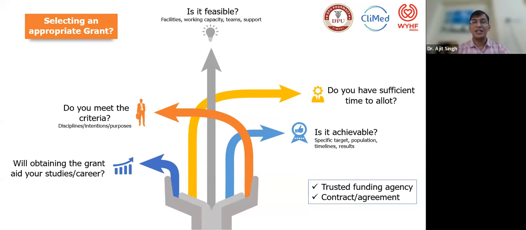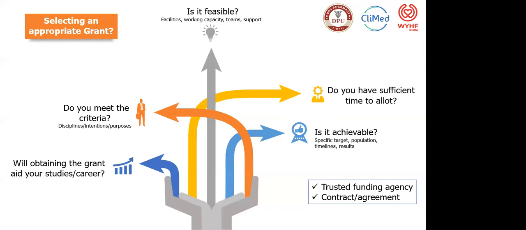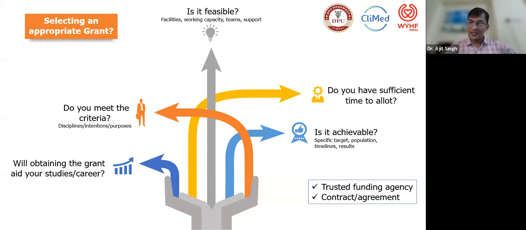You are completely compatible with these three questions. Now, the fourth thing is, do you have sufficient time to allot? Because sometimes everything is there, but I am stuck with something else. See, I'll give my example. I'm working for ICMR. I'm working for CliMed. I'm working for WYHF. I'm working as vice president for Indica AI also, but I'm very sure that I'm not the appropriate person to handle everything together.